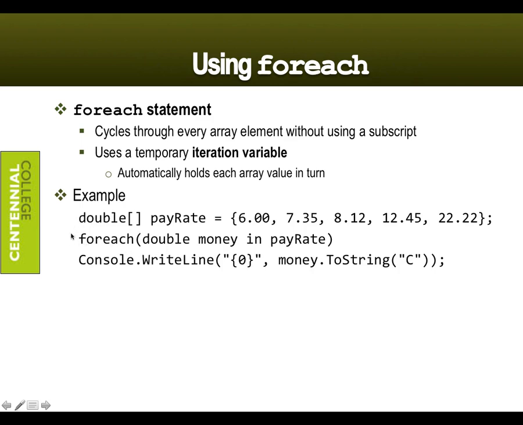It's a different kind of loop. Actually, it's the 4th loop we're learning about. We learned about for loops, while loops, do while loops, and for each loops. What is the value of money when it first starts off? The value of money, 6.00. Now it loops again. 7.35. It loops again, 8.12.